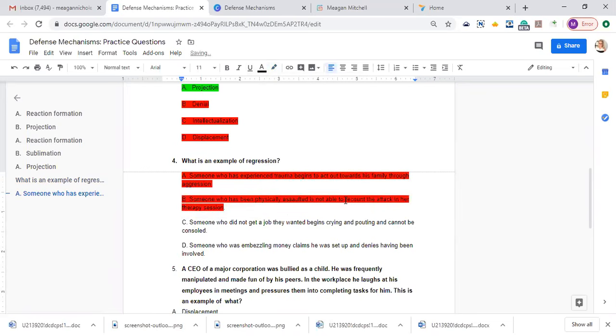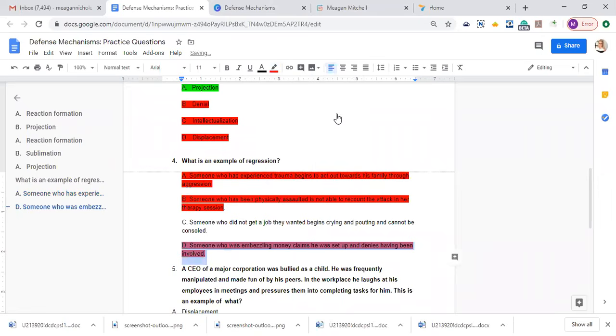C, someone who did not get a job they wanted begins crying and pouting and cannot be consoled. To me, that would suggest that someone has probably reverted back, because it's generally not the most common response for an adult to start crying, pouting, and cannot be consoled because they did not get a job they wanted. But we do want to make sure we read D before ruling it out. Someone who was embezzling money claims that he was set up and denies having been involved. That would be denial, so that can be ruled out, which leads us to C.